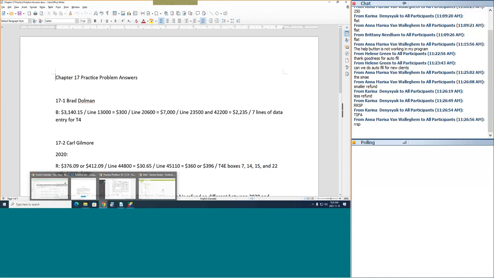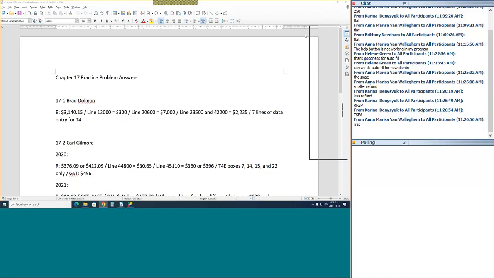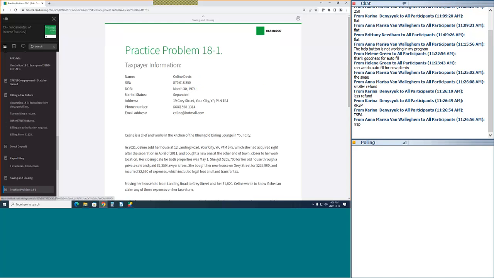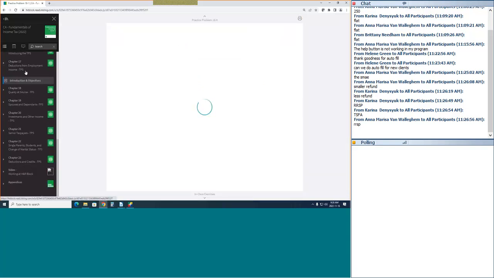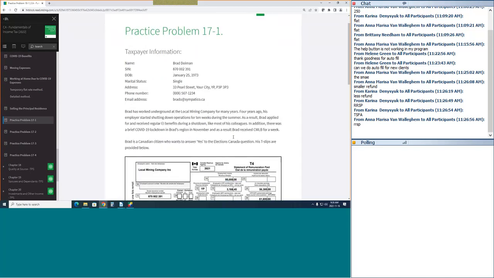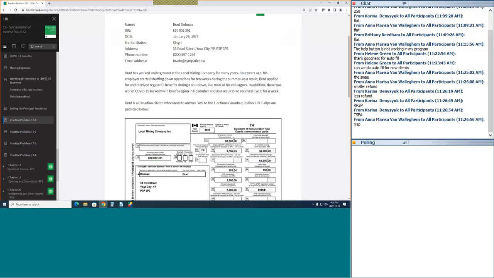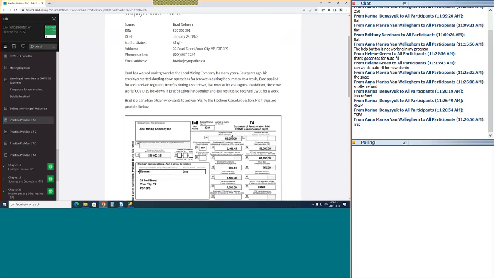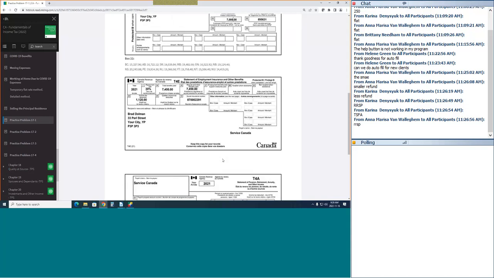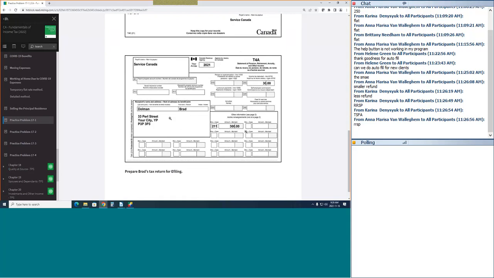Okay, so quick reminder of who Brad Dolman was. I'm in the wrong chapter. I need chapter 17. We had Brad Dolman. He worked for a mining company. Then he was laid off. He applied for EI benefits. There was a COVID lockdown, so he received some COVID wage loss benefits for a week. He wants to answer yes to the Elections Canada question. We have T-slips, so we have a T4 for him. We have a T4E for him. We have a T4A with his COVID benefits.